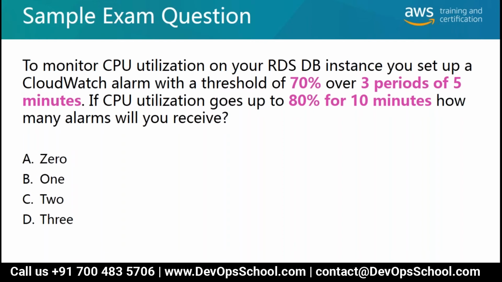Yeah. So this you have to understand. So how does CloudWatch work? You have configured the threshold to be 70%, right? And you're saying that after 3 periods of 5 minutes each, if this happens to be above 70%, then you trigger it. So the scenario now is CPU utilization goes up to 80% for 10 minutes.